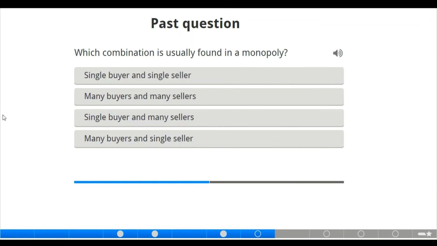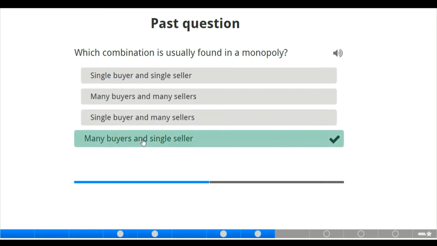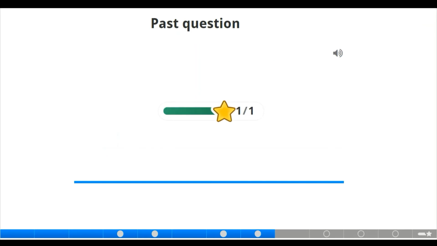We also have a past question. Which combination is usually found in a monopoly? According to our definition, what do you think can be the combination of a monopoly among these options? We have single buyer and single seller. Is that so? Many buyers and many sellers. Of course, we do not have many sellers in monopoly. Single buyer and many sellers, many buyers and single seller. Of course, we have single seller and many buyers in a monopoly market.